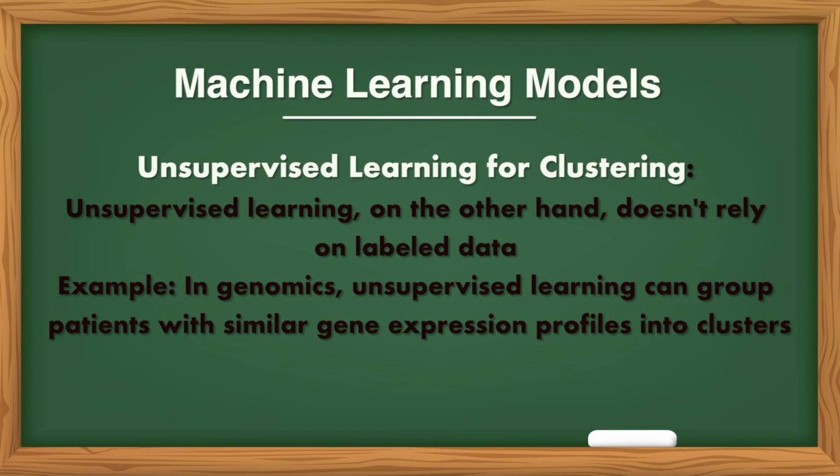Now, the second one is unsupervised learning for clustering. Unsupervised learning, on the other hand, does not rely on labeled data. It is all about finding hidden patterns or groupings within the dataset without predefined categories. For example, in genomics, unsupervised learning can group patients with similar gene expression profiles into clusters. This can reveal a new disease subtype, or it can help to identify the group of genes that work together in specific biological processes. Let us see this with the help of a particular case study.